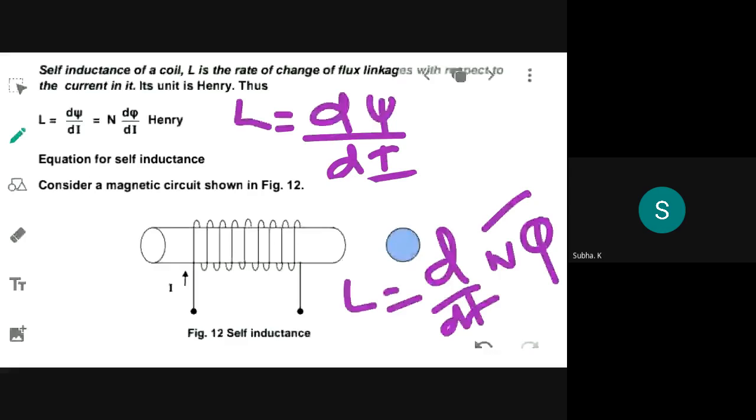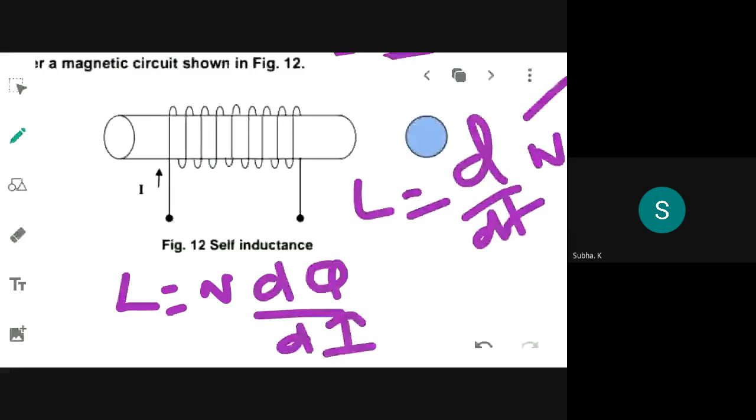So same thing I am doing here: d by dt into N phi. Now between these two, which is constant, N or phi? N is constant, it is a fixed number of turns, so I can take it out. So I will get N d phi divided by di. This is I actually, not phi. This is how I write one equation for self-inductance: N into d phi by di, and the unit is Henry.